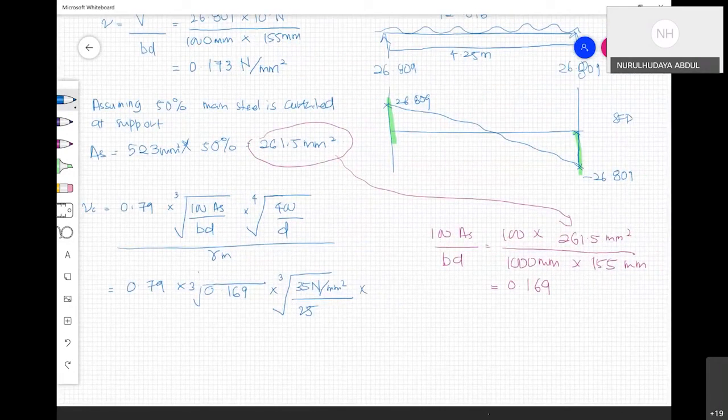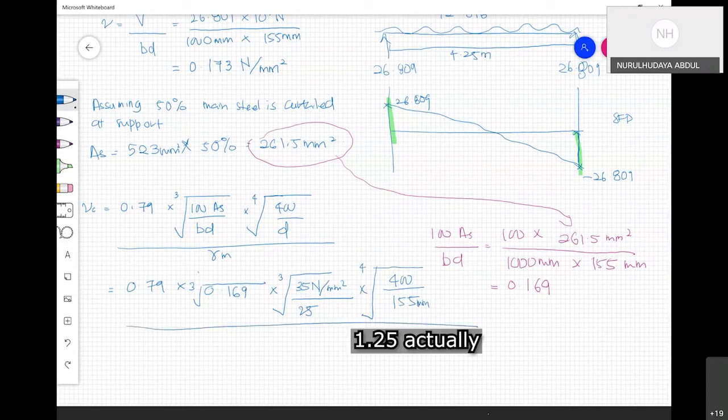And then also yang ni kita tak boleh ignore sebab D kita adalah 155. D kita tak lebih daripada 400. D kita less than 400. Jadi kita kena maintain formula ini juga. Okay, 400 bahagi 155. Okay, and divide with 1.25. Saya takut tak nampak. Ada point 1.25. So I dapat 0.495.